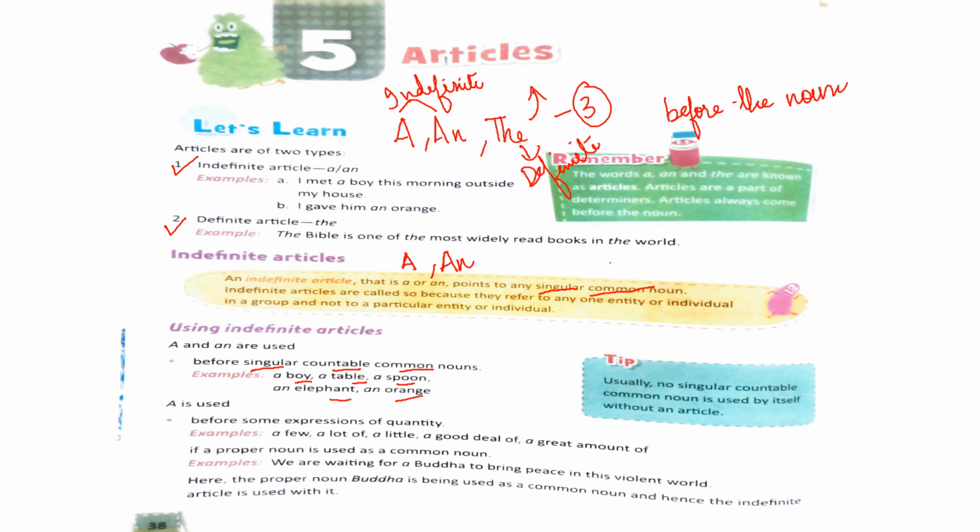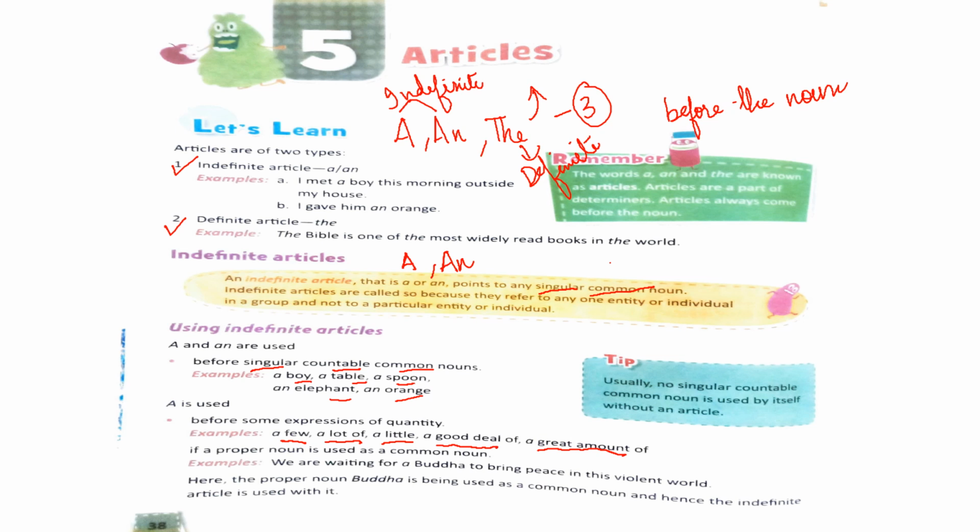Now let's see the article a in detail. Okay, a is used, first point, before some expressions of quantity. The article a is used before some expressions of quantity. See the examples: a few, a lot of, a little, a good deal of, a great amount of. So these are some expressions of quantity. They indicate quantity and they are expressions. So you use article a before some expressions of quantity.